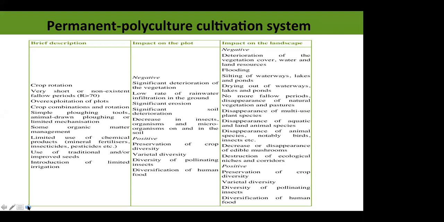Then in the positive, what are the positive impacts? Like I said, every system has their own positive and negative impact. There's preservation of crop diversity. There's a varietal diversity, diversity of pollinating insects, because now you're talking about tree crops because they are permanent. Then diversification of human food also. But on the landscape, on the bigger environment, what are the negative impacts? The negative impact is deterioration of the vegetation cover, water and land resources. Because for example, if you want to grow avocado on a large scale for export, you have to clear a large expanse of land, get rid of that vegetation.